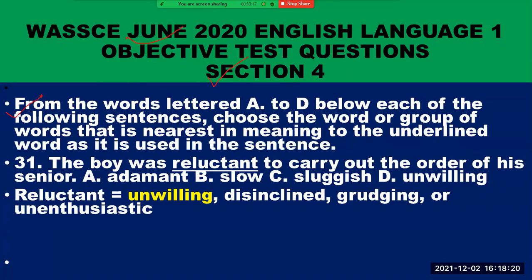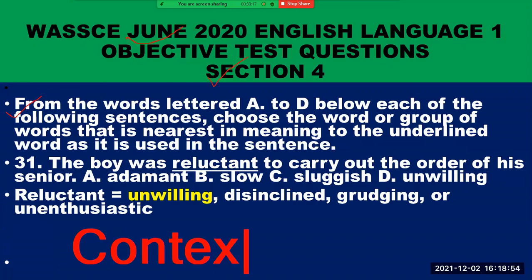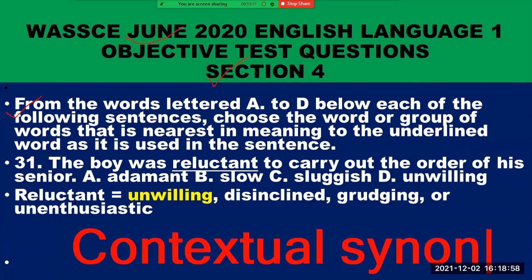Now take note of the instruction here. From the words lettered A to D, below each of the following sentences, choose the word or group of words that is nearest in meaning to the underlined word as it is used in the sentence. So here, the topic we are dealing with is what I call contextual synonyms. That is words nearest in meaning, but not just nearest in meaning, but nearest in meaning as it is used in the sentence. So contextual synonyms, all right? That's the topic, contextual synonyms, words nearest in meaning as it is used in the sentence. That's contextual, as it is used in that context, all right?